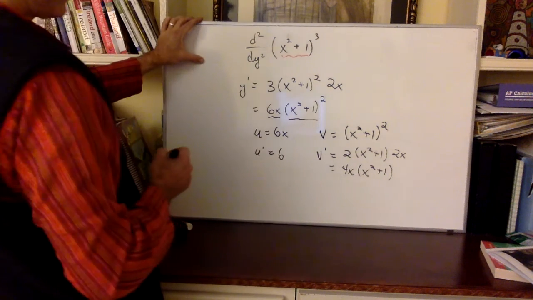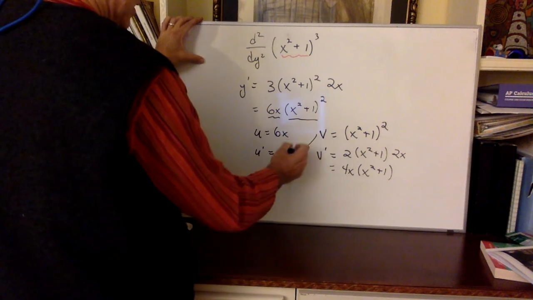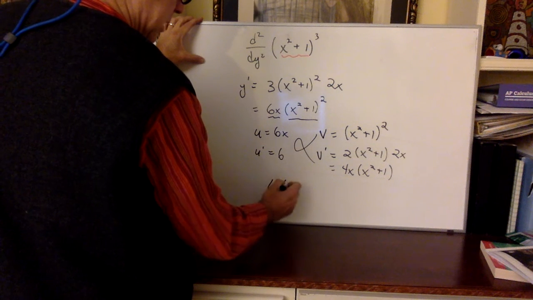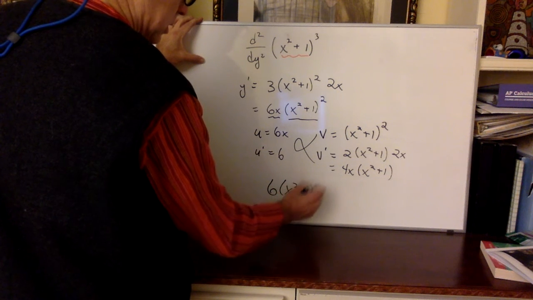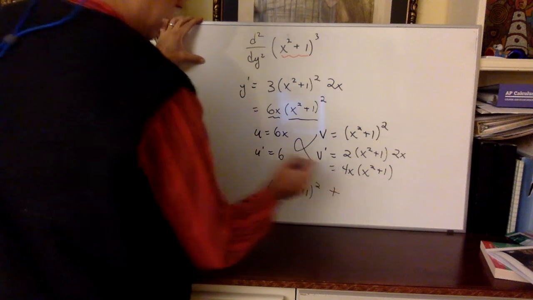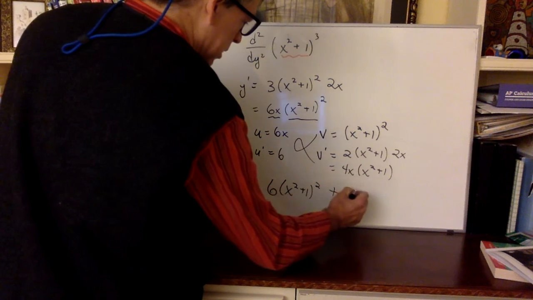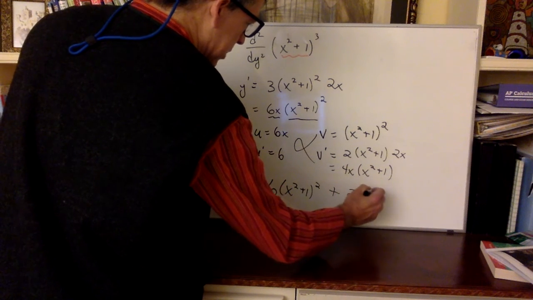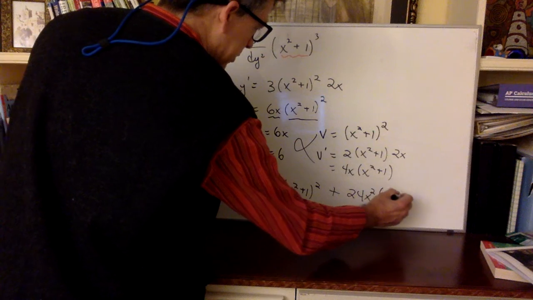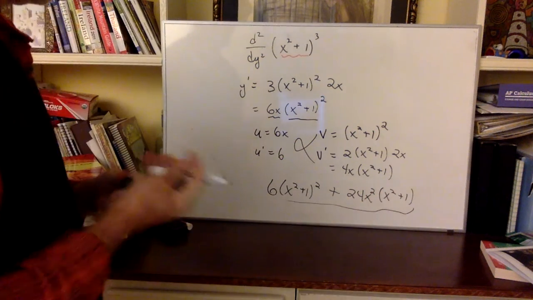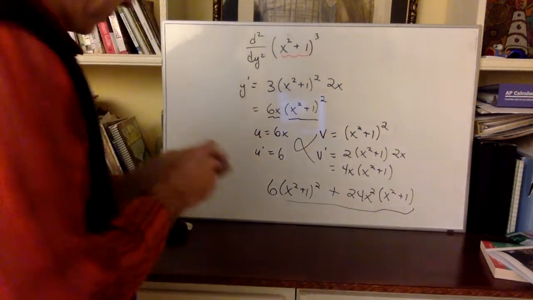Okay? And then when I do left-facing fish, this diagonal is going to be 6 times x squared plus 1, plus, for the product rule, multiply by this diagonal, 24x squared times x squared plus 1. Okay? Shazam. All right.